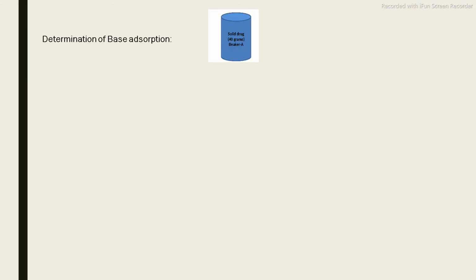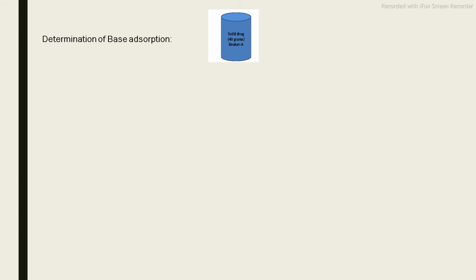Then determination of base adsorption. So now we come to know how you can decide the size of capsule. The size of capsule is directly dependent on the base adsorption. And how to determine the base adsorption? First, you have to take 40 gram of solid phase in a beaker.